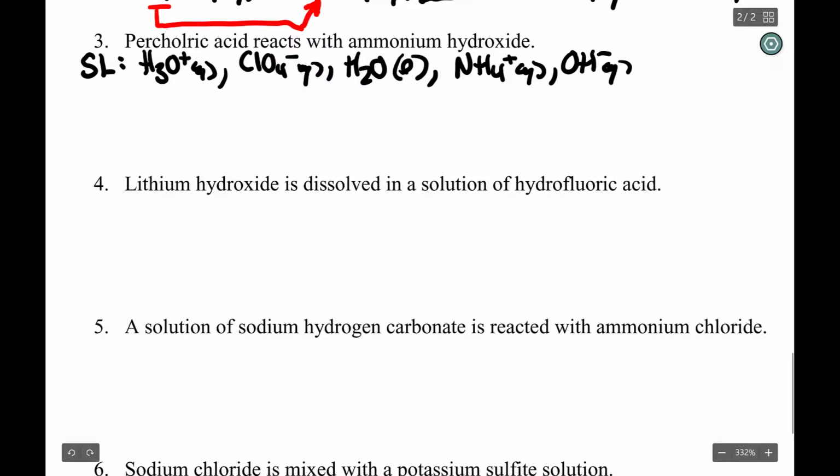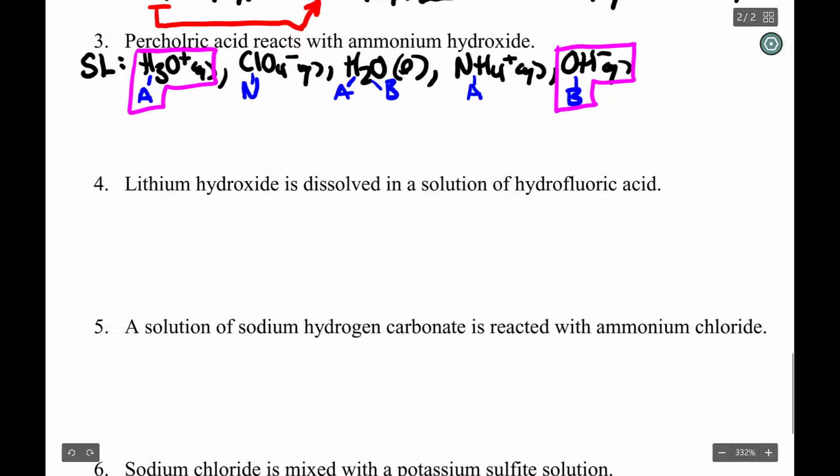So going through, hydronium is an acid. Perchlorate is going to be neutral. Water could be an acid or could be a base. Ammonium ion is a very, very weak acid. And hydroxide is a very strong base. It is strong base. So I don't think there's a need to look up what's the strongest acid or strongest base because we have a strong acid and we have strong base.